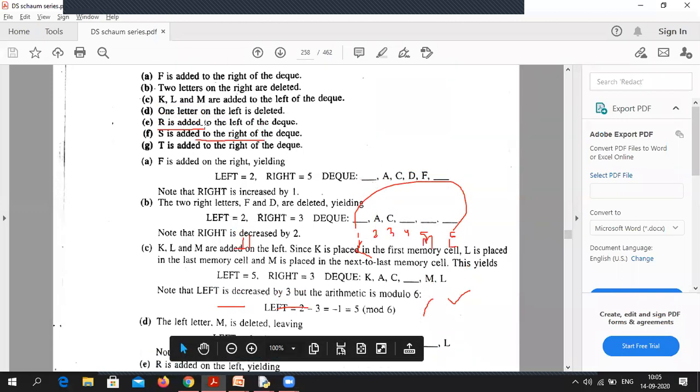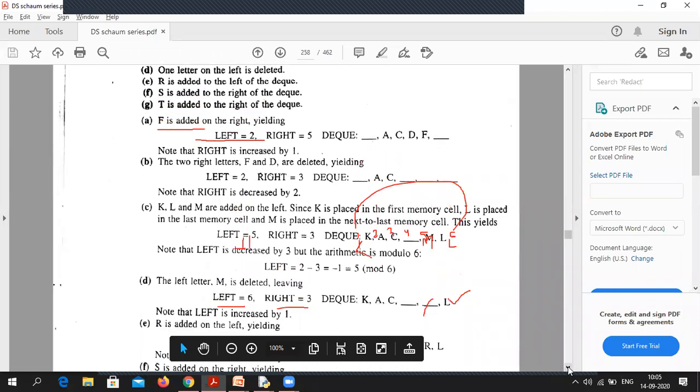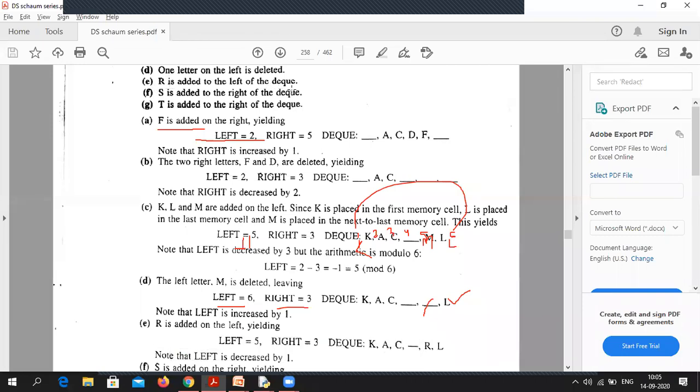Okay. Now next, R is added to the left of the DQ. Now try to add at the left. S is added to the right, T is added to the right. Just see, if you have any doubt, try to add these 3 elements on the left and the right side. And if you have any doubt, you can ask me.